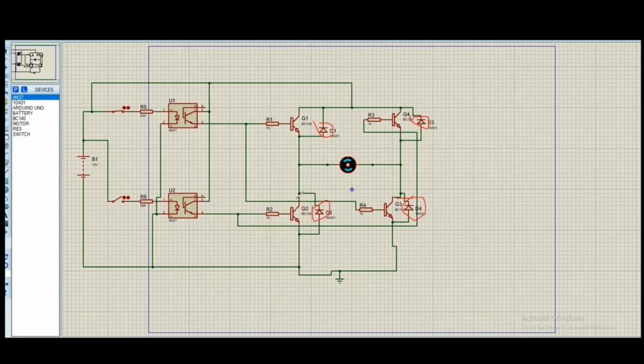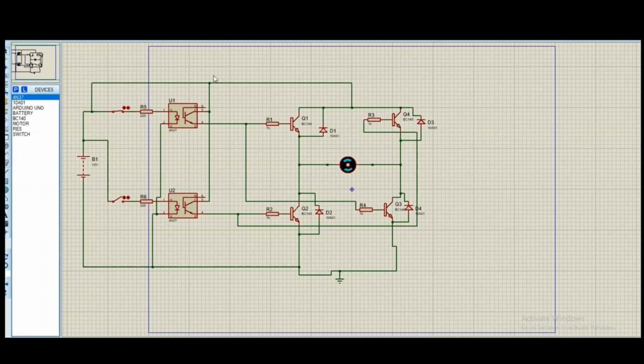So flywheel diodes are used to make the current follow this path instead of following this path. Hope the idea of these flywheel diodes is clear. Now let's run this circuit. The circuit would be split, the opposite of when the circuit switch is closed.